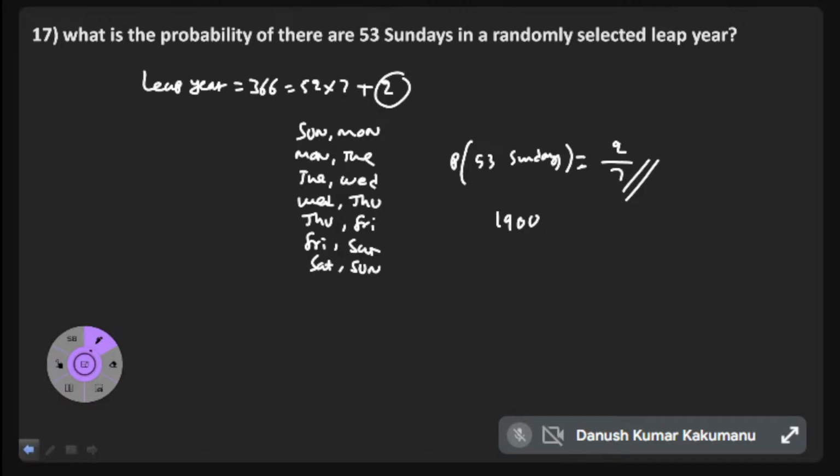It is divisible by 4, but not divisible by 400. Listen. When a century comes, it should be divisible by 4 and also 400. Is it clear to all of you? 1900 is not a leap year. 2000 leap year. 1800 non-leap year. 1700 non-leap. 1600 leap year.